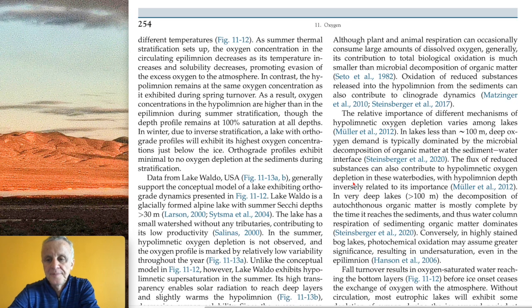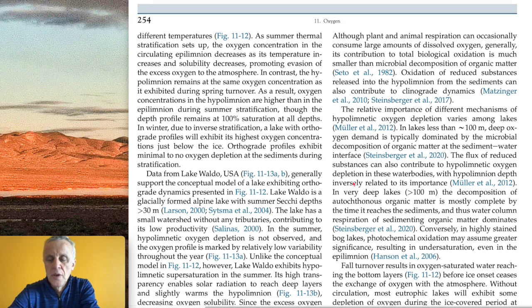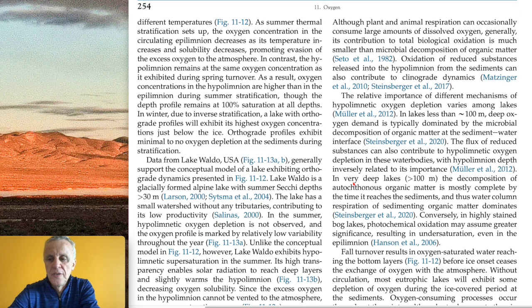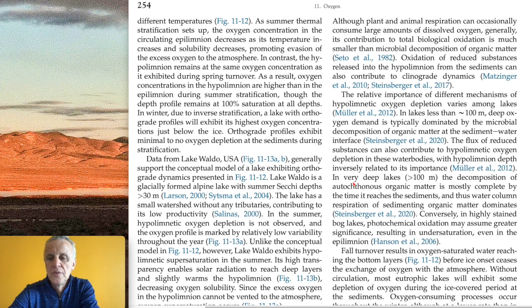Although plant and animal respiration can occasionally consume large amounts of dissolved oxygen, generally its contribution to total biological oxidation is much smaller than microbial decomposition of organic matter. Oxidation of reduced substances released into the hypolimnion from the sediments can also contribute to clinograde dynamics. The relative importance of different mechanisms of hypolimnetic oxygen depletion varies among lakes.